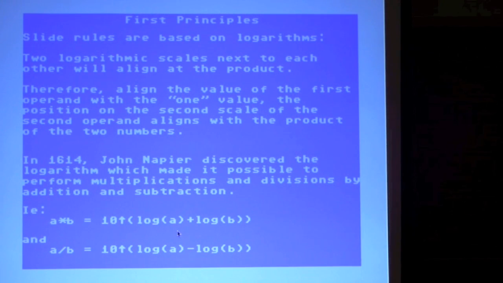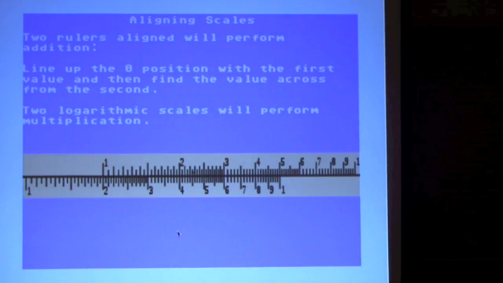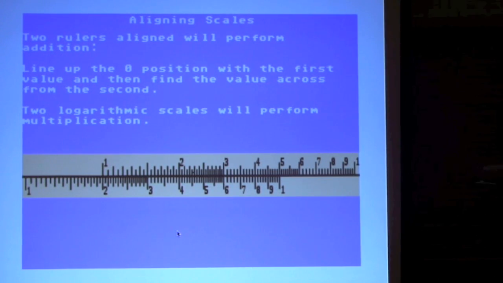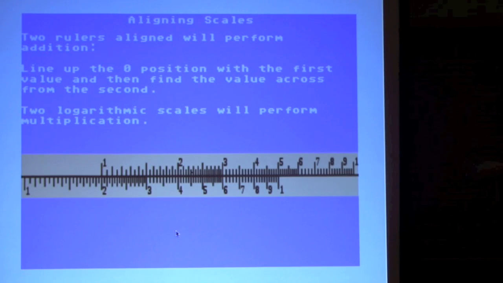First discovered in 1614, John Napier discovered that log(A times B) is log A plus log B, or log(A divided by B) is log A minus log B. Here you can see basic multiplication with the slide rule. You line up the 1 position on one slide with the number 2, and then if you just move out each individual one on the top slide, you can see 2 points to 4, 3 points to 6, 4 points to 8, and on and on.